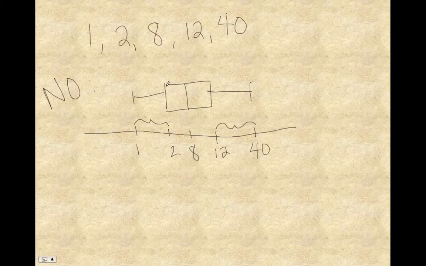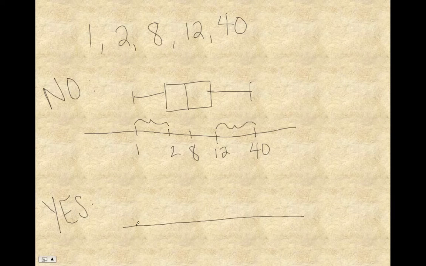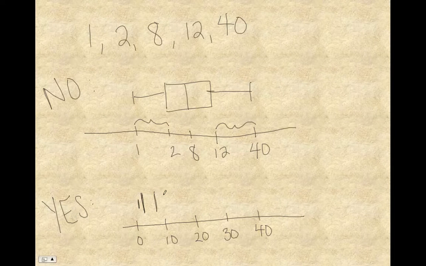The whole point of a box plot is to indicate roughly the shape of my distribution. So what I want to see is an axis that is scaled first. So let's say we want to go up by, I don't know, tens. 10, 20, 30, 40. My minimum is 1, so that's going to go about here. My Q1 is 2, so that's going to be really close to it. My median is 8, that's going to fall right about here. My Q3 is 12, so that's going to fall about here. And then my maximum is 40.